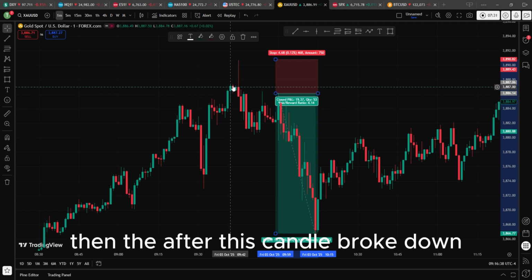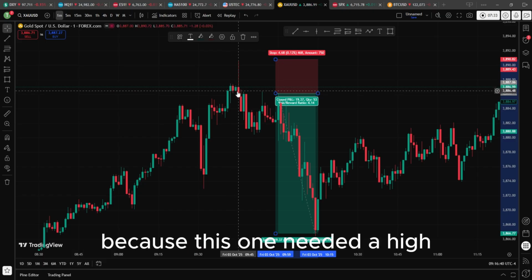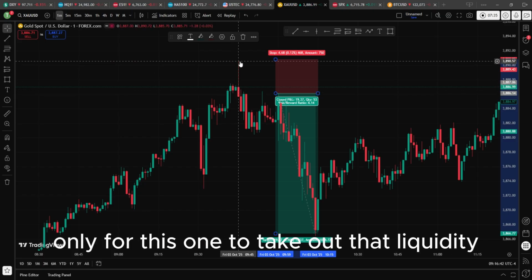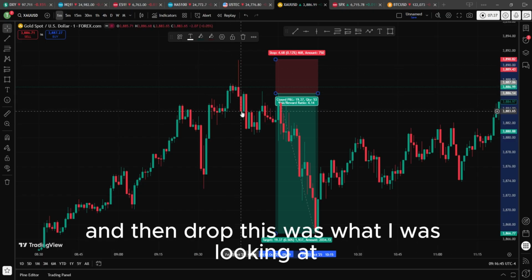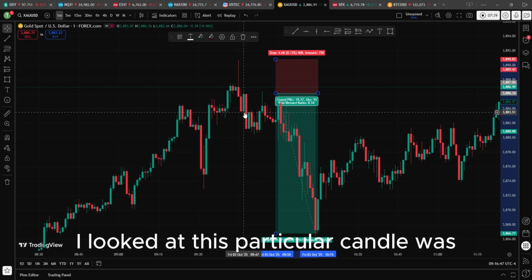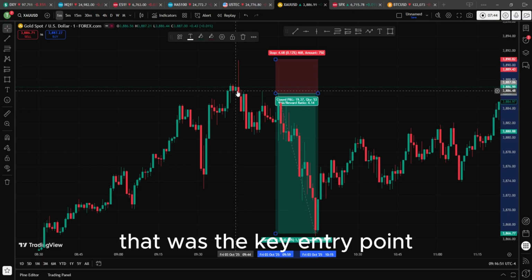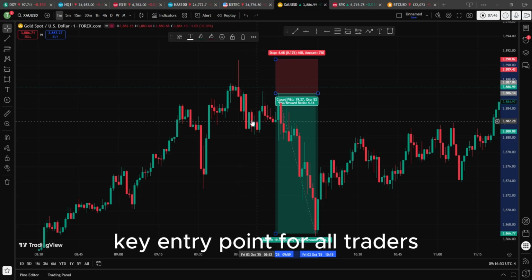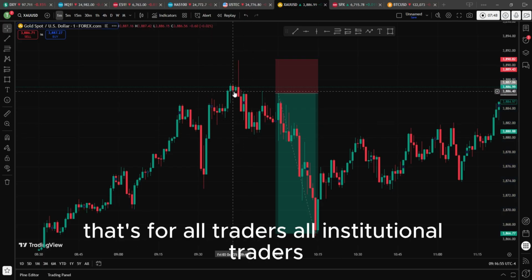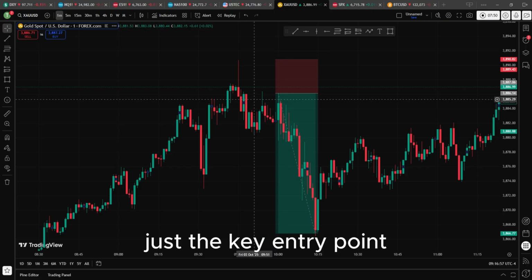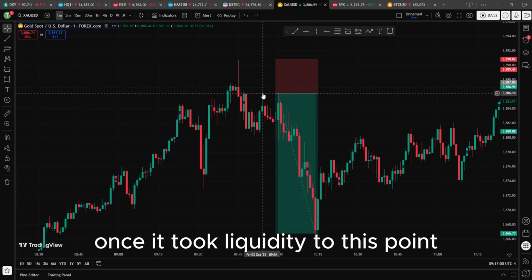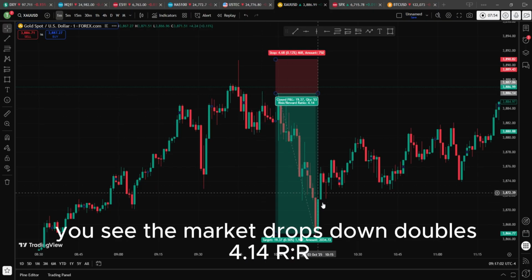After this candle broke down, because this one made a high, then this one couldn't make anything, only for this one to take out that liquidity and then drop. This was what I was looking at. I looked at this particular candle that was the key entry point for all traders, all institutional traders. Once it took liquidity through this point, you see the market drops down.